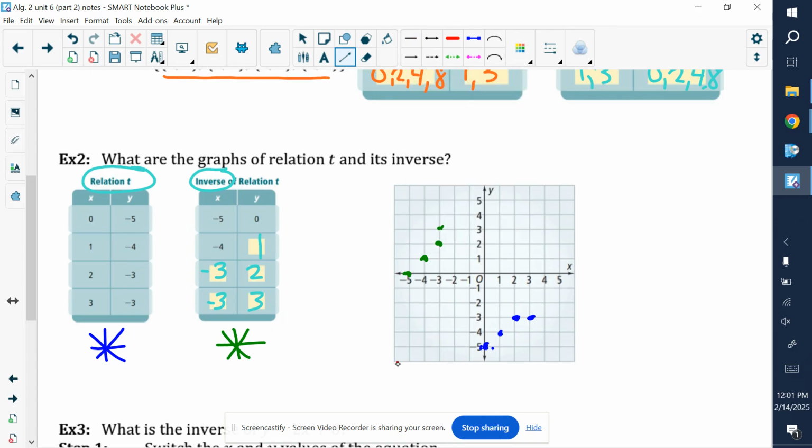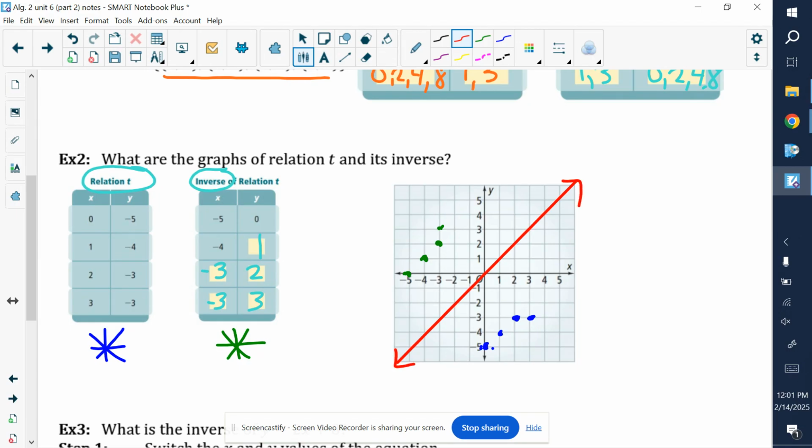A graph of a function or a relation and its inverses are actually reflections over the line y equals x. So notice those graphs, they are mirror images of each other on opposite sides of that line. And that's going to help me determine if I graphed my inverse correctly.